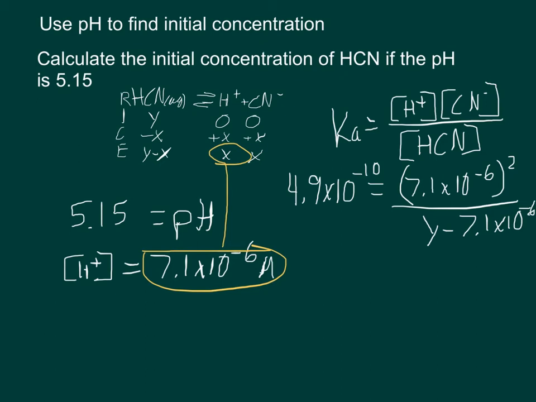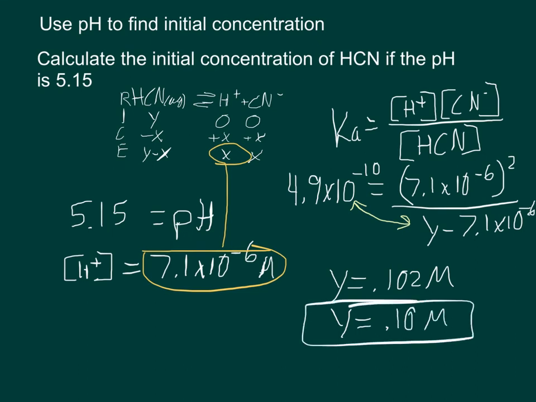We can go ahead and solve this for y. The simplest way to do that, as you know, is to just flip these two. So basically, divide both sides by 4.9 times 10 to the negative 10th, and then multiply both sides by y minus 7.1, and then all you have to do is 7.1 times 10 to the negative 6 squared divided by 4.9 times 10 to the negative 10th, plus 7.1 times 10 to the negative 6. So straight algebra here, and you end up with y equal to 0.102 molar, and with the correct number of significant digits, that is y equals 0.10 molar. And there you go. We've now used the pH and the Ka to find the initial concentration.